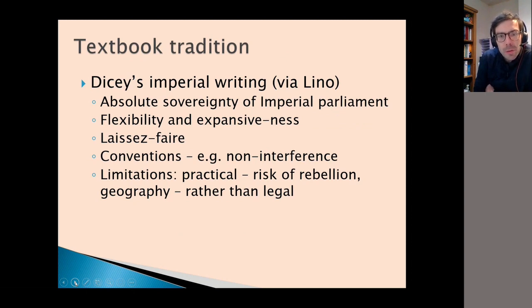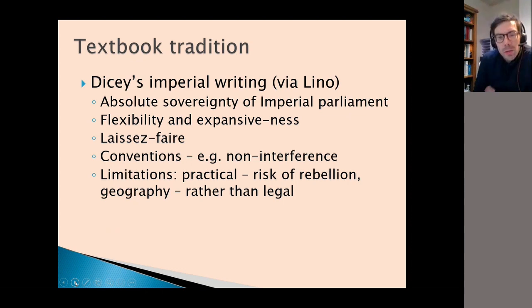There's a little bit more, and this is mentioned earlier in the module, from the textbook tradition, particularly Dicey, but with mention of one or two others from the 19th century, and use of Dylan Lino's writings on Dicey to talk about, as I mentioned, the absolute sovereignty of the imperial parliament, the flexibility and expansiveness, the potential for expansion, also the laissez-faire approach of the central parliament to managing the empire and running the empire legally, and the development of important conventions and how they operated in relation to the running of the empire as well, and how those again in some ways resonate in the modern constitution today.